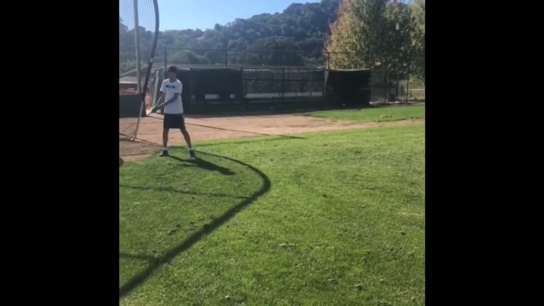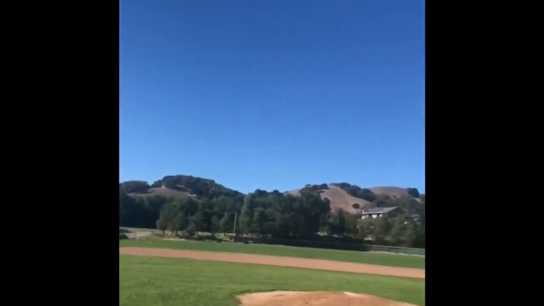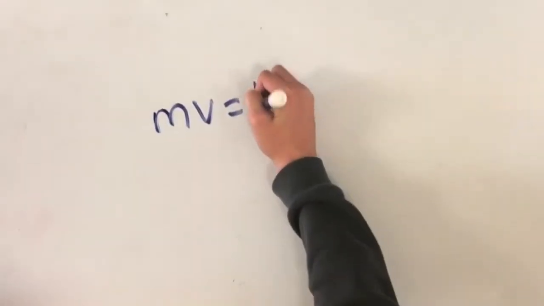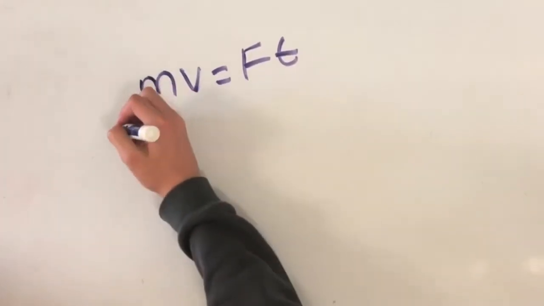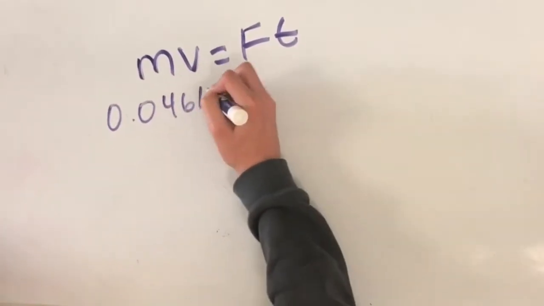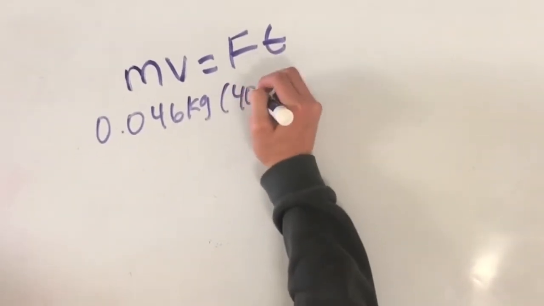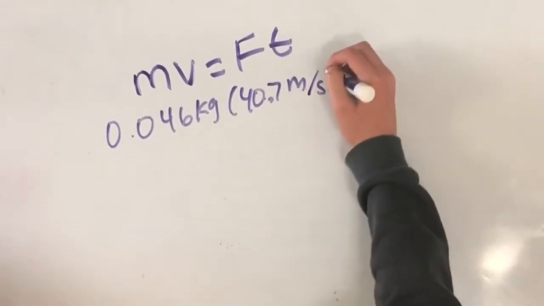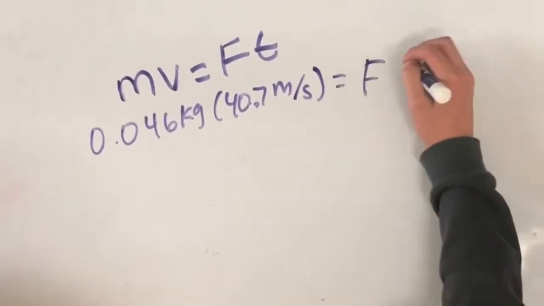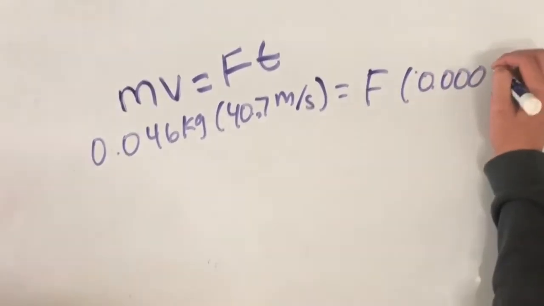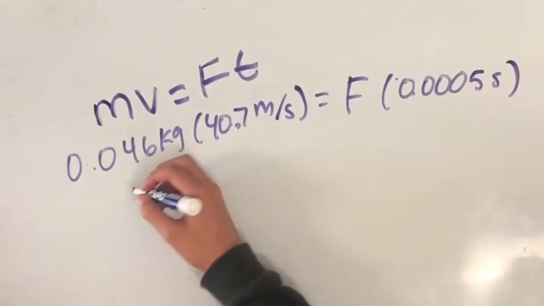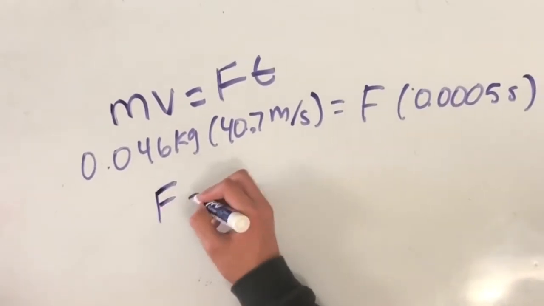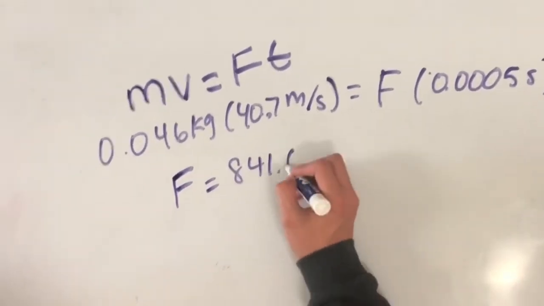The next concept that we calculated is the force of the club hitting the golf ball. The equation for force is mass times velocity equals force times time. The mass of the golf ball is 0.046 kilograms. The velocity is 40.7 meters per second. The time is 0.005 seconds. Once you have found these three variables, you plug them in to find the force, which is 3,744 newtons, or 841.681 pounds.